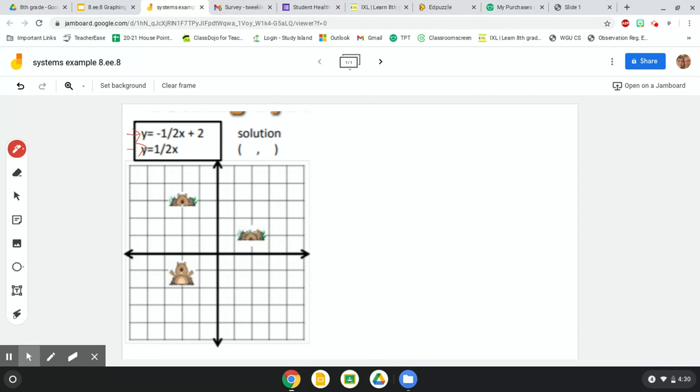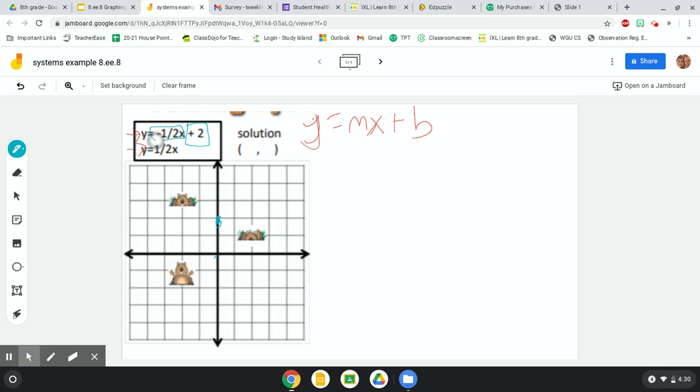So when you begin, my suggestion to you in order to graph, as long as it's in y equals mx plus b, that slope-intercept form, I can go ahead and graph right away. Okay, so I always start with the y-intercept. In this case, my y-intercept is this plus 2. So I'm going from the origin, I'm going up 1, 2 on my y-axis, and that's going to be my first point.